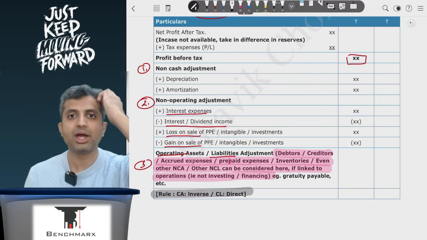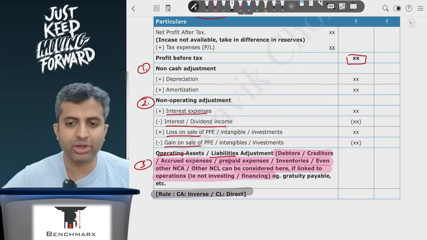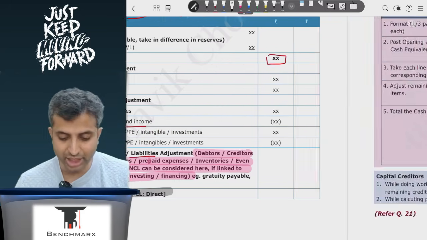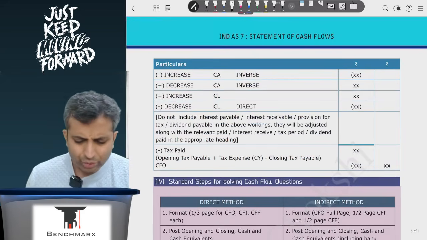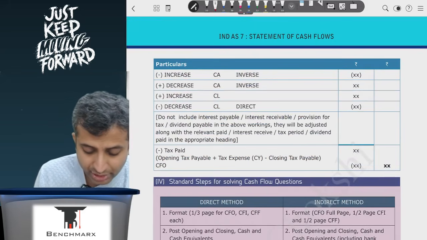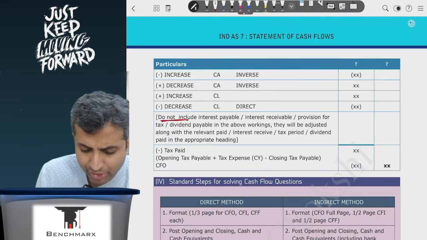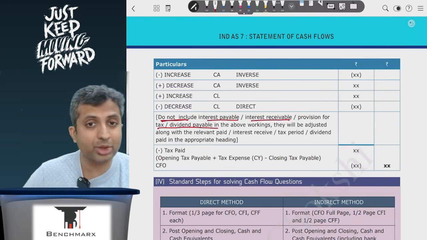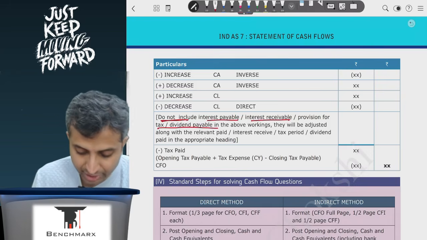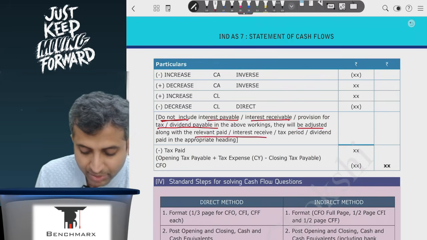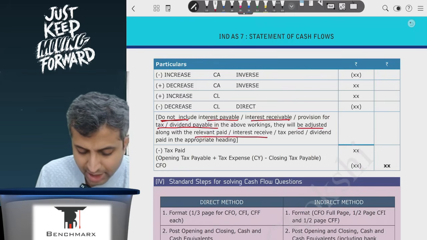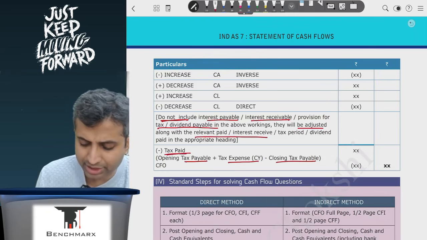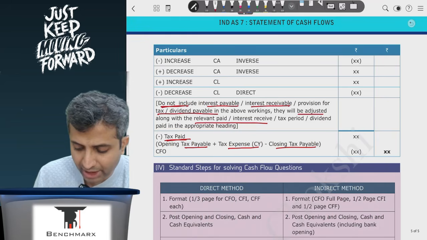Paid less means your cash balance would be higher than what is reflected by the net profit related expense, and hence you will add. Okay, so we have shown this impact over here, and we have clearly mentioned that do not include interest payable, interest receivable, provision for tax, dividend payable, because they will be taken along with the respective headings. They will be adjusted along with the respective paid headings, and you have tax paid, that is opening tax payable plus tax expenses minus closing tax payable, and that will give you your cash flow from operations.